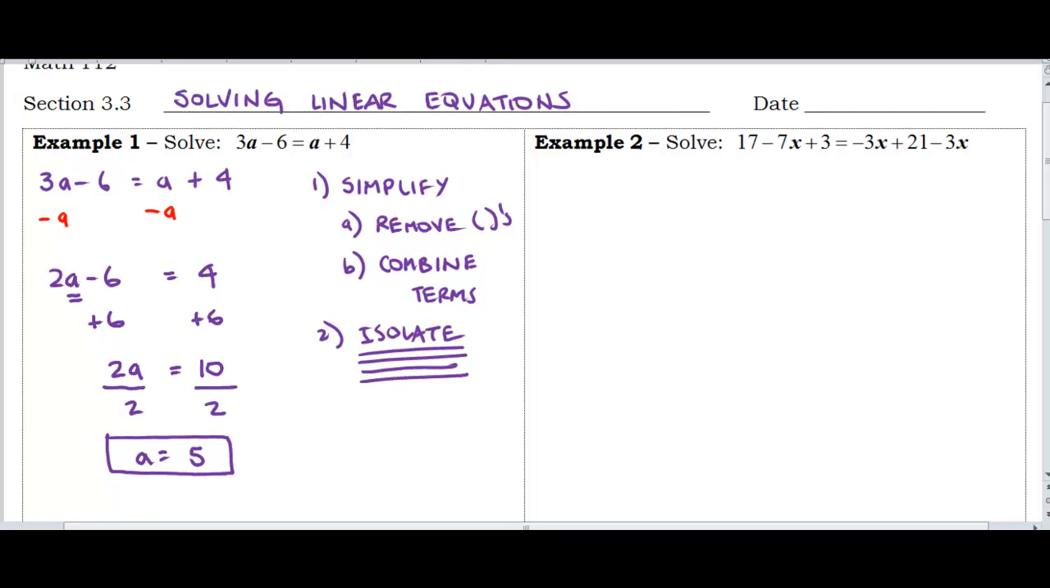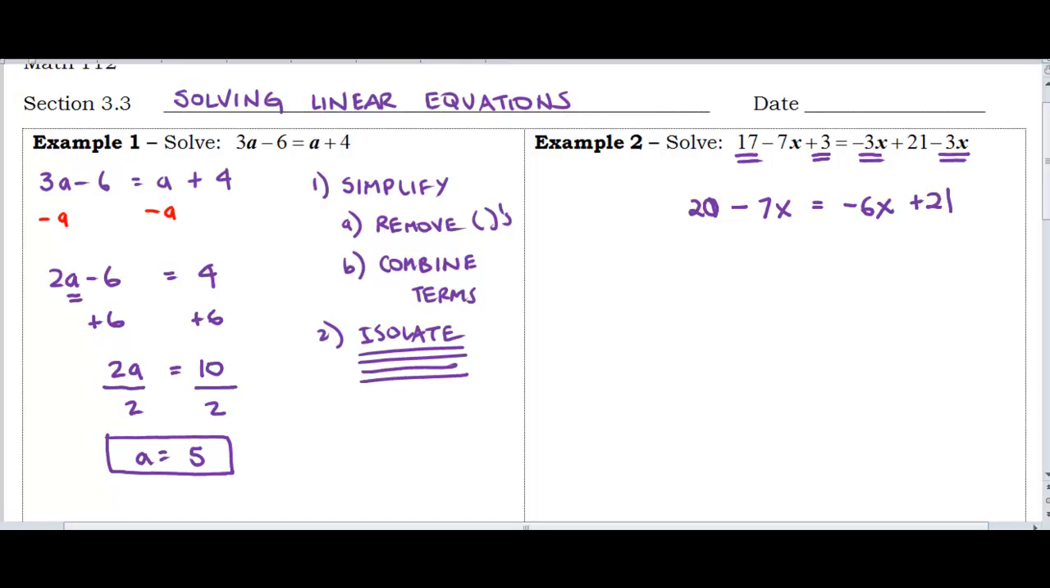In example 2, we can simplify first. Hint, hint. Left-hand side is what? Okay, 21. What? 20. Oh, 20, my bad. 20 minus 7x. On the right side, I also have like terms. They don't cancel. Negative 6x plus 21. Okay? From there, you try to do this on your own. I'll be with you in a moment.